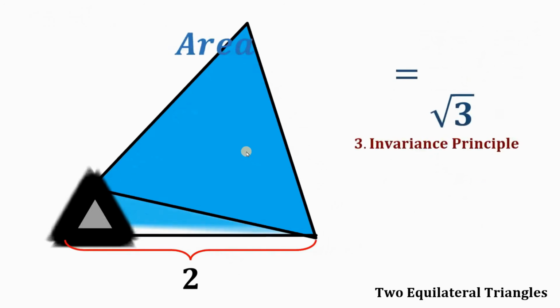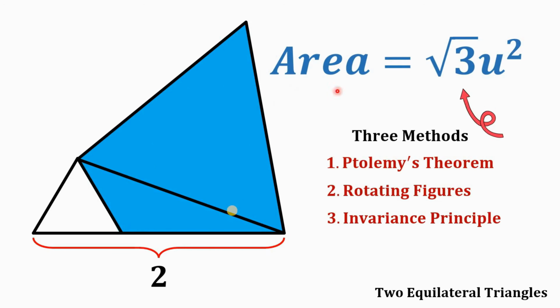Therefore, given this figure, we can say that the area of this shaded region must be equal to square root of 3 square units. So using Ptolemy's theorem, rotating figures, and the last, the invariance principle.